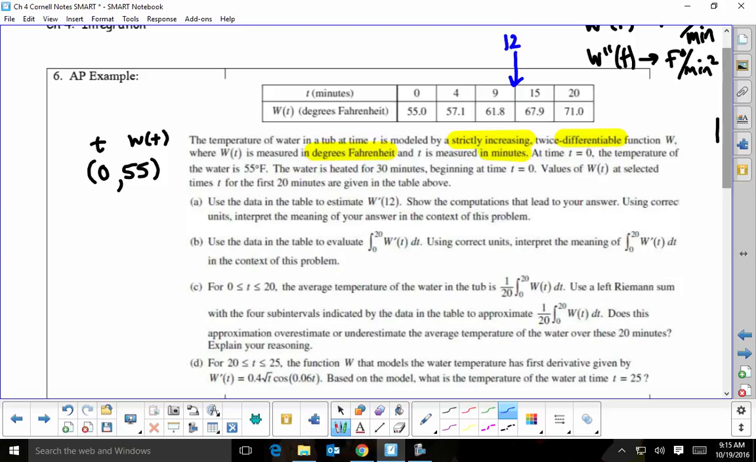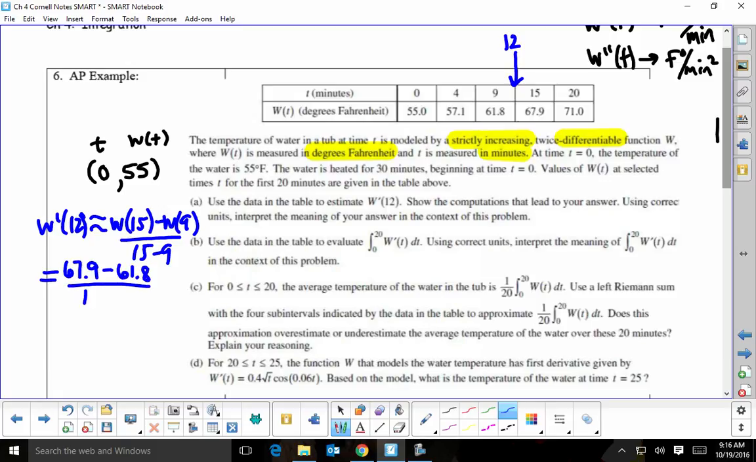12 is in between those two times. So W prime of 12 is approximately W of 15 minus W of 9 over 15 minus 9. Is that enough information for AP? No, because we still have the W's. So we substitute the values from the table for W of 15 and W of 9. Is that enough for AP? Yes.